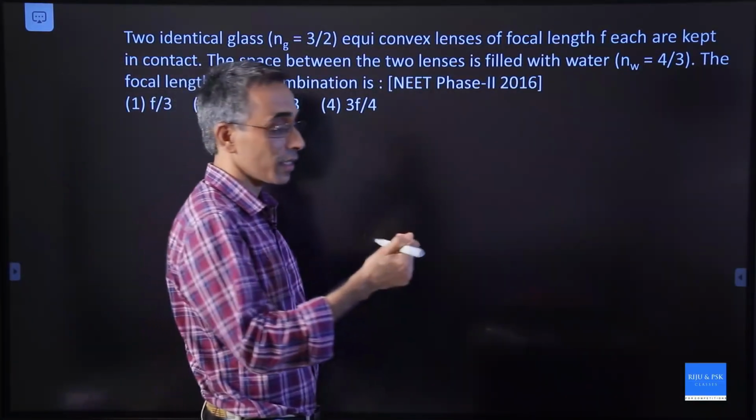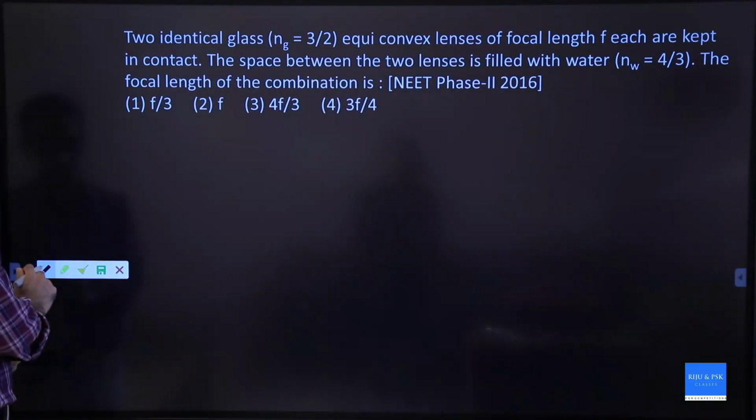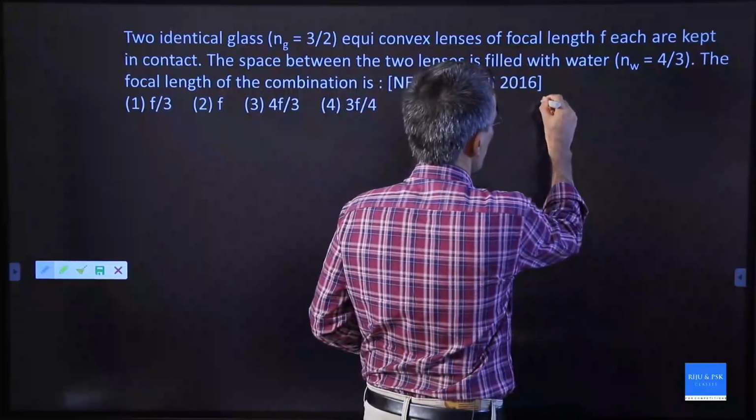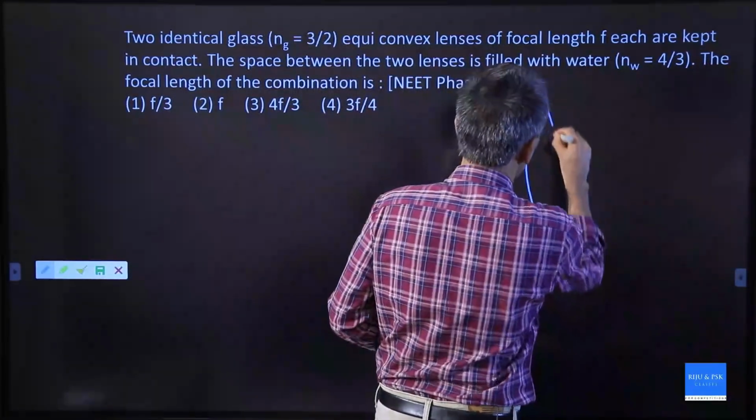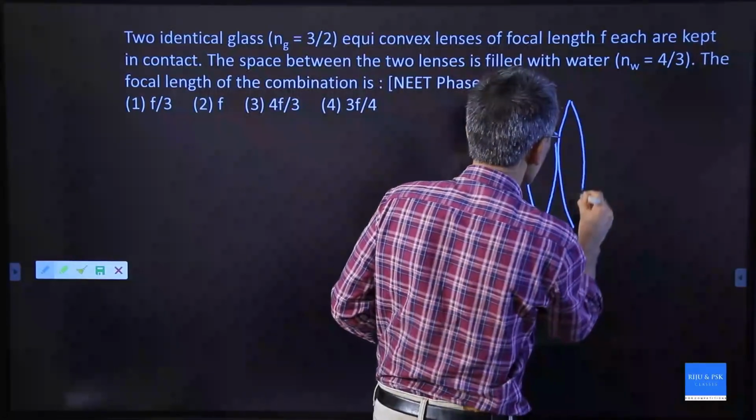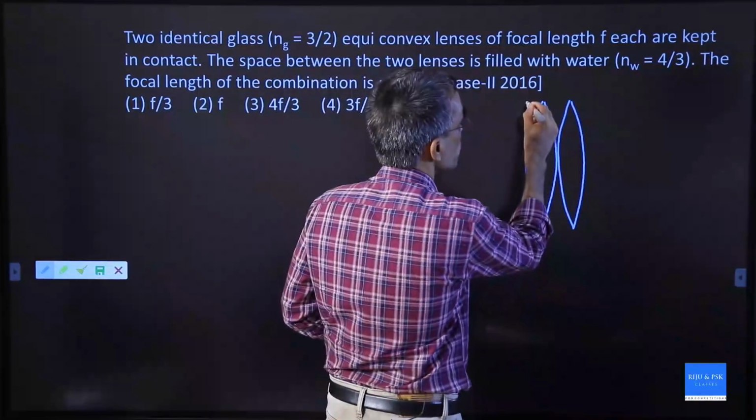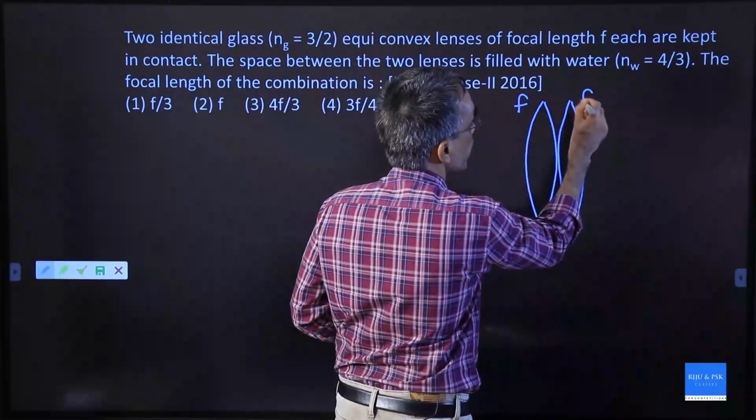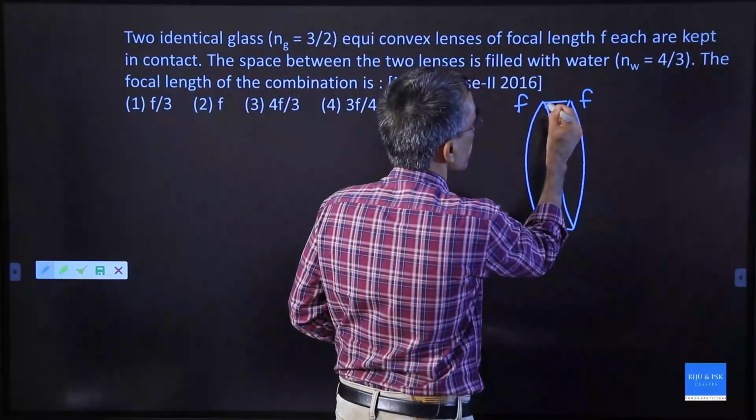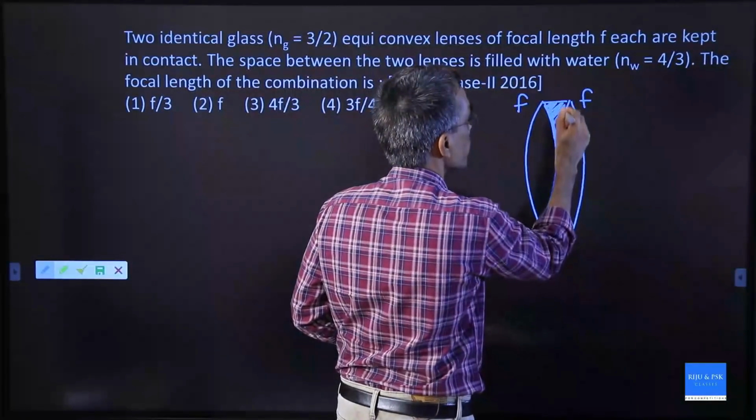And how many lenses are here? There are two glass lenses and one water lens in between. So, I can draw the diagram like this. There is one lens and there is a similar one here. Okay, there are two lenses. Their focal lengths are equal. So, this is focal length f, this is focal length f, but the space between them is filled with water.